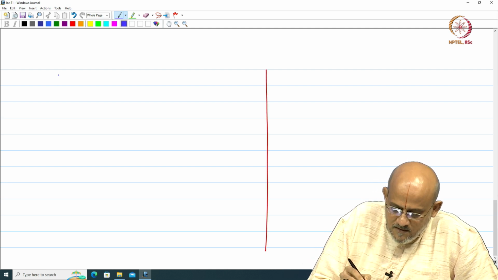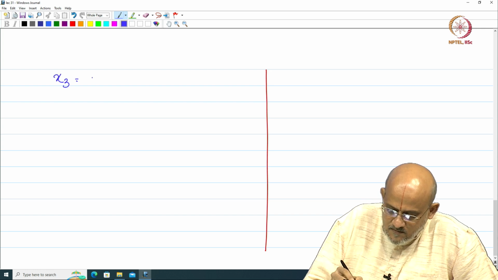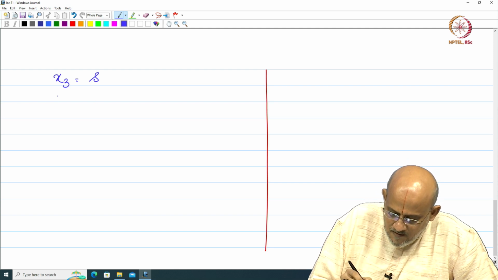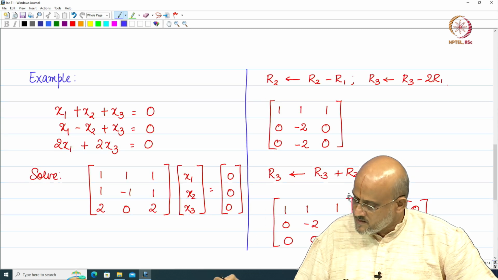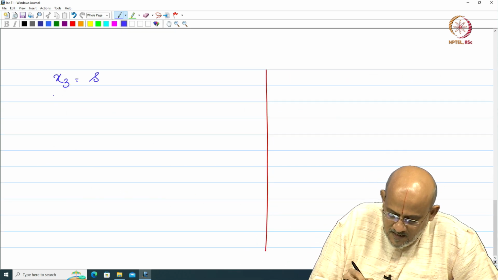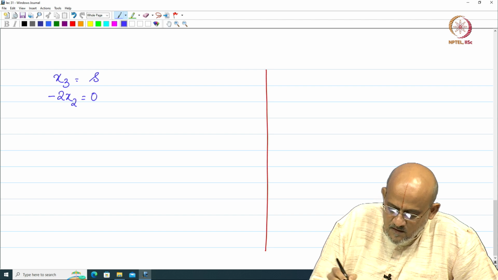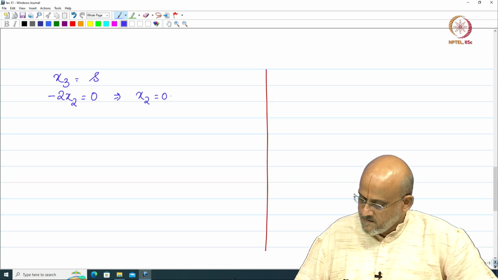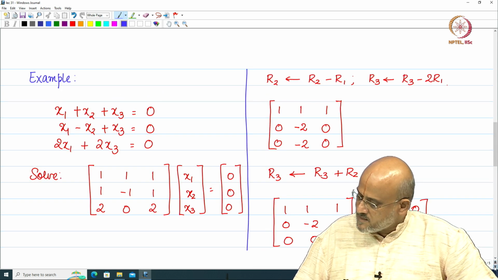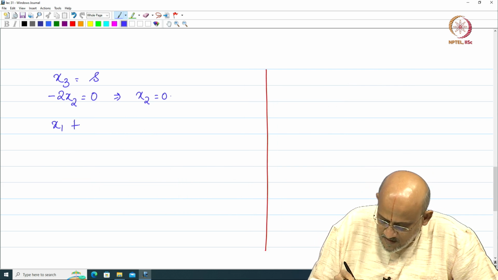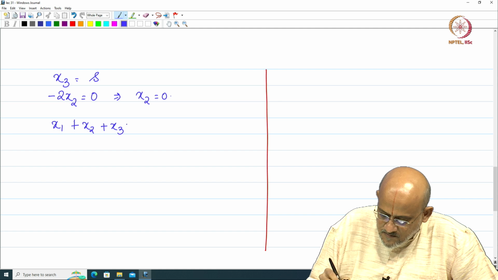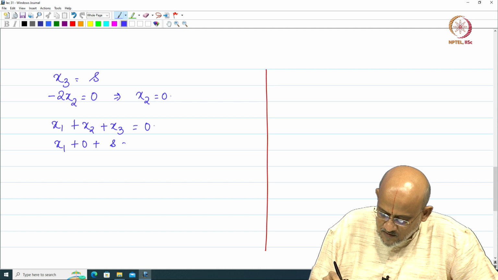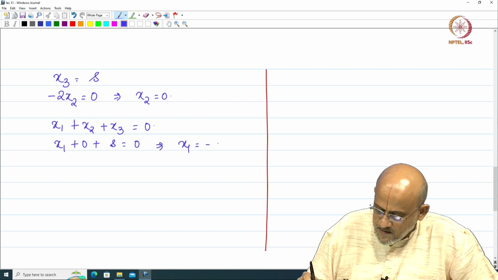So, in this case we see that x3 can be any value. Let me take x3 is equal to some s, that is a free variable that we have. Then the second equation gave us minus 2 times x2 is equal to 0, which implies x2 is equal to 0. And the first equation said x1 plus x2 plus x3 is equal to 0, so we have x1 plus 0 plus s is equal to 0, which implies x1 is equal to minus s.